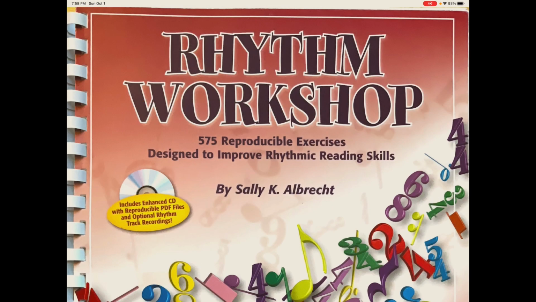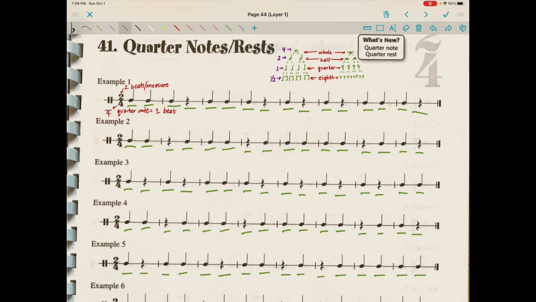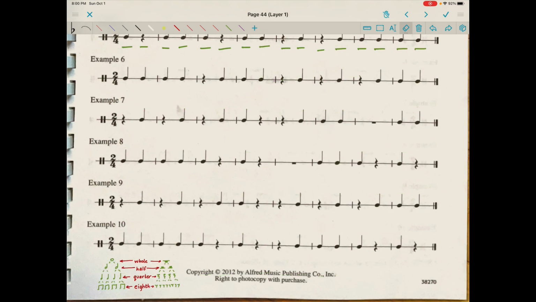Returning to Rhythm Workshop by Sally K. Albrecht. We'll begin with exercise 41 in the 2-4 section of the book. Beginning with exercise 6, the first thing we're going to do is just look at the time signature. Remember that the top number tells us how many beats there are in a measure. So in this case, 2 beats per measure.